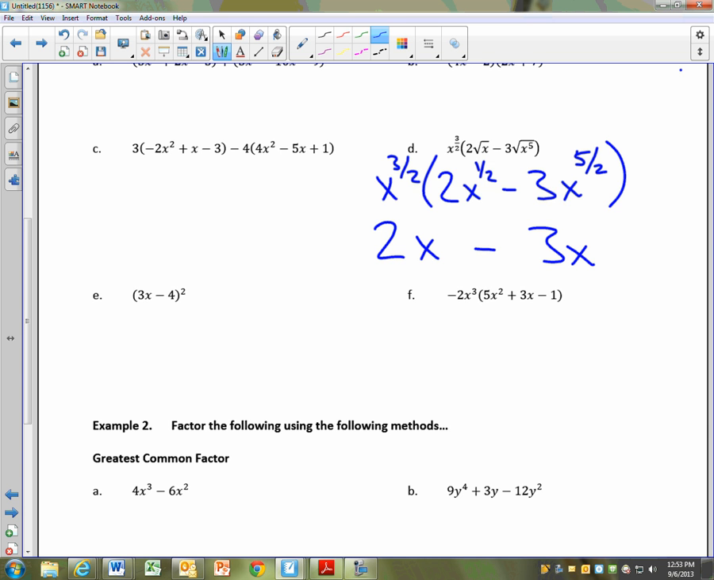What do we do with the exponents? We add them. Since we're multiplying, we add the exponents, which gives you, right? 3 halves plus 1 half is 4 halves, which is 2. And then 8 halves, which is 4.